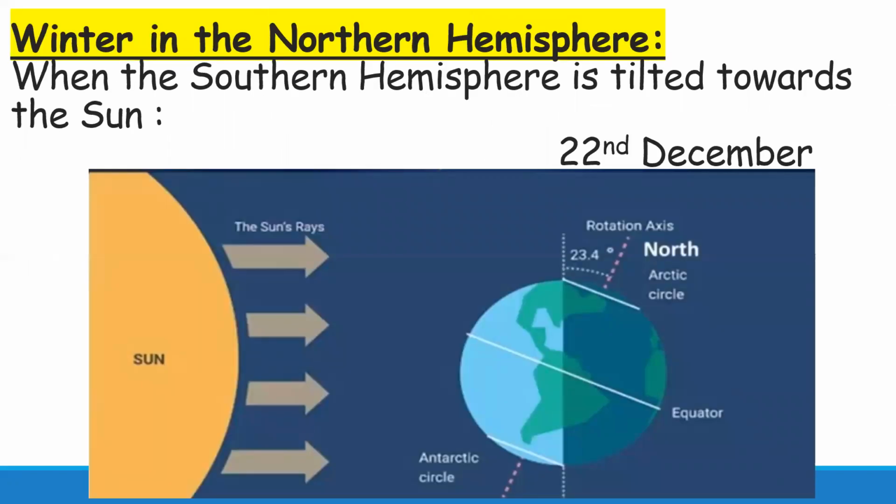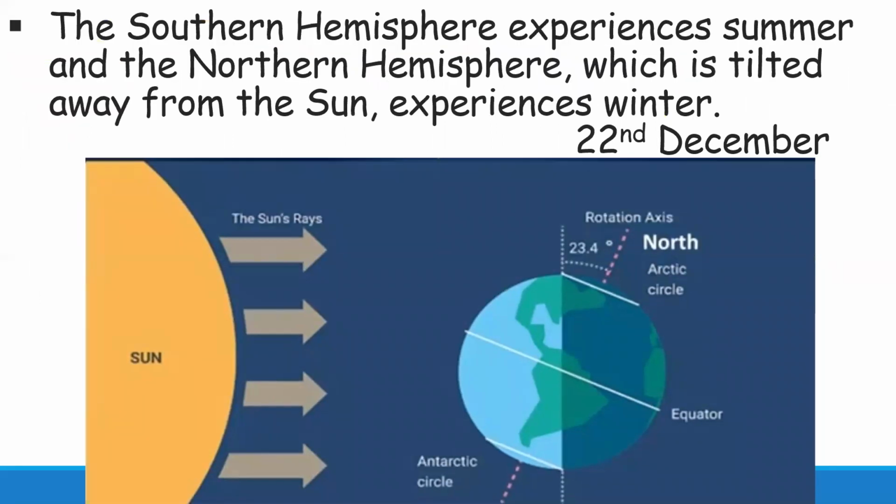Winter in the Northern Hemisphere. In December, when the Southern Hemisphere is tilted towards the sun, the Southern Hemisphere experiences summer, and the Northern Hemisphere, which is tilted away from the sun, experiences winter.